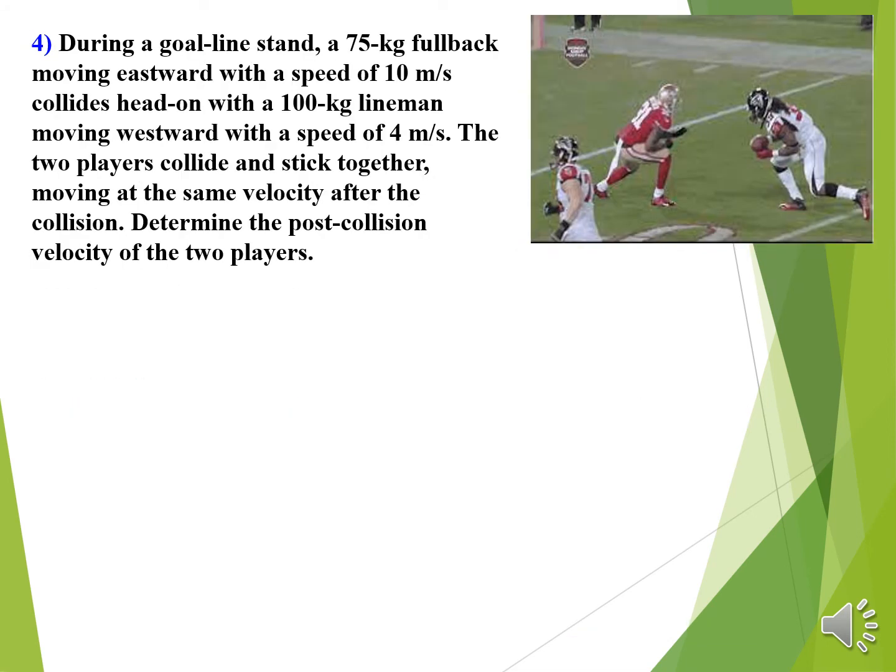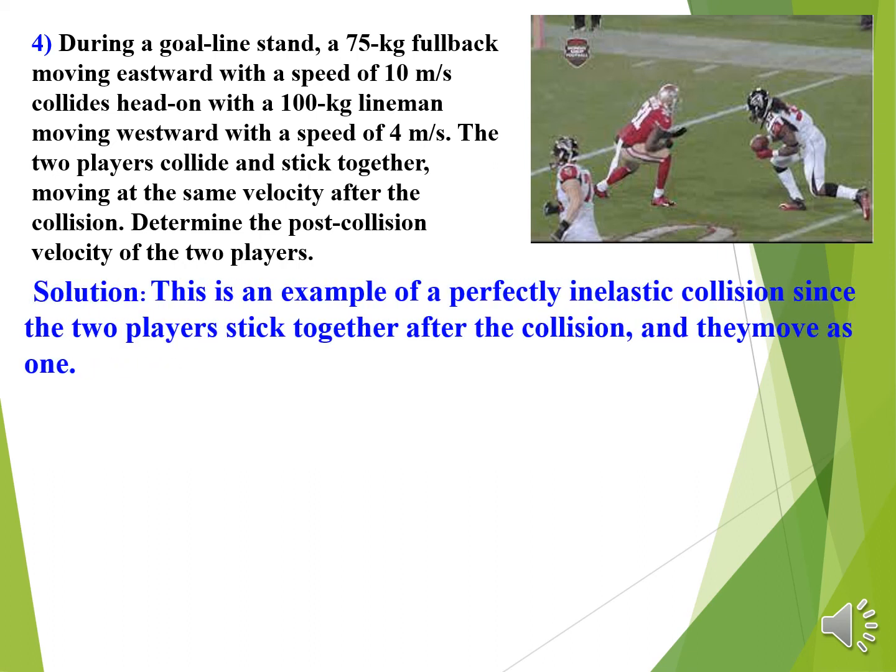Example number 4. During a goal line stand, a 75 kilogram fullback moving eastward with a speed of 10 meters per second collides head-on with a 100 kilogram lineman moving westward with a speed of 4 meters per second. The two players collide and stick together, moving at the same velocity after the collision. Determine the post-collision velocity of the two players.